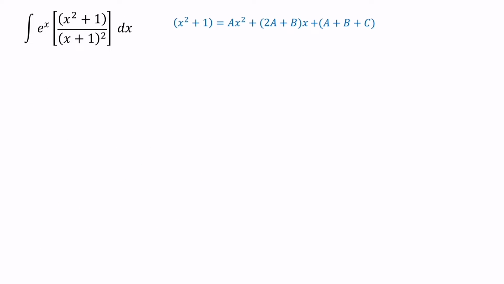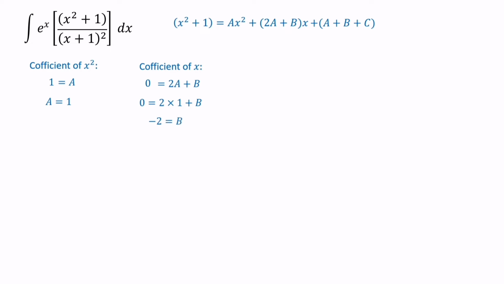After that we can compare the coefficient of x squared. Coefficient of x squared on the left hand side is 1, and on the right hand side it is capital A. So we can find the value of capital A. Similarly, we can compare the coefficient of x. On the left hand side, the coefficient of x is 0. On the right hand side, it is 2A plus B. We already know the value of A, so we can find the value of B as minus 2.